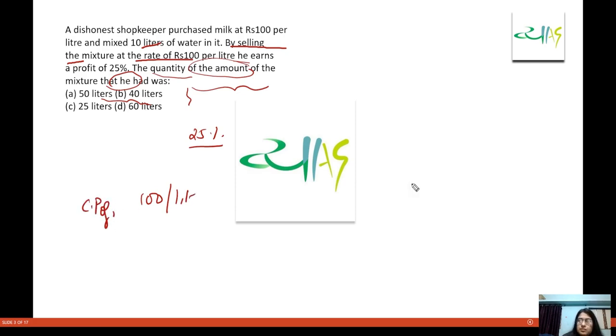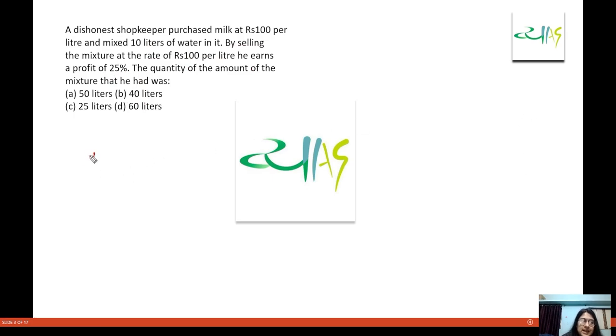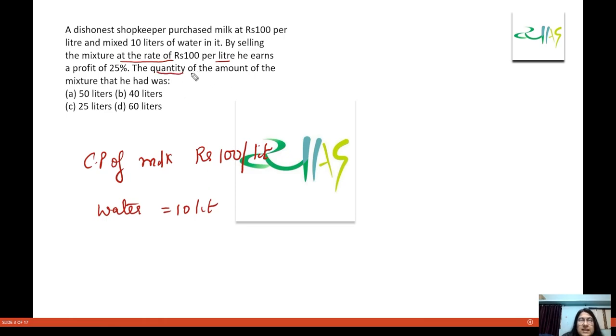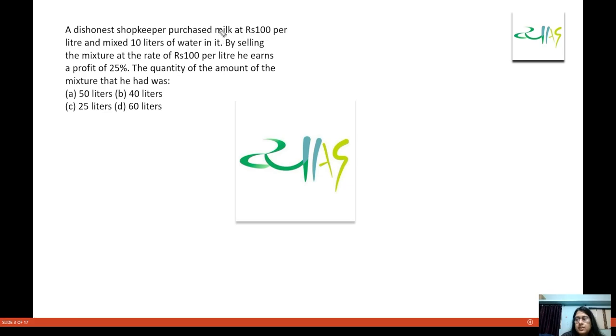Fine. So, let us write the cost price of milk here is 100 rupees, rupees 100 per liter. Fine. And mixed 10 liters of water in it. Okay. So, water is how much? It is mixed 10 liter. Fine. By selling the mixture at the rate of rupees 100 per liter. Okay. So, he is selling the mixture at rupees 100 per liter and he earns a profit of 25.